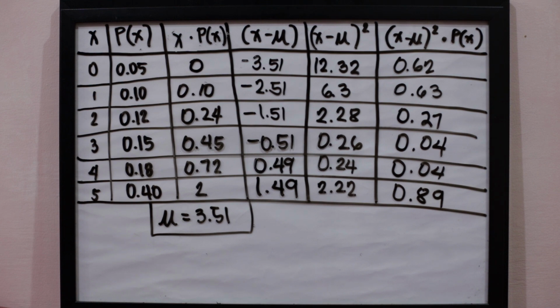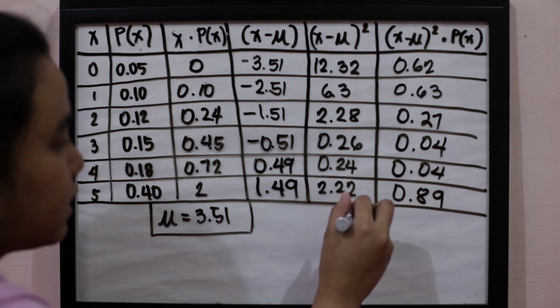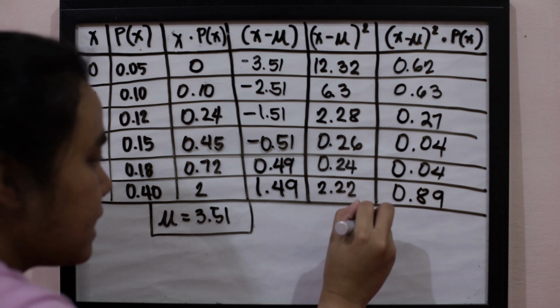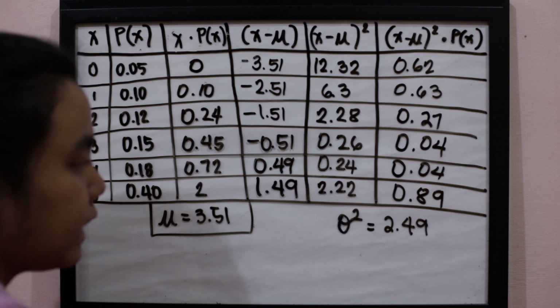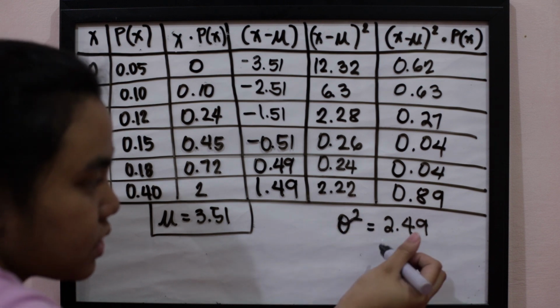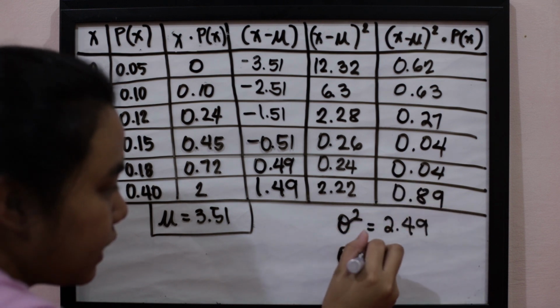Plus 0.04 plus 0.89 is equal to 2.49. So, our variance po is 2.49. And then, for the standard deviation, you just square root 2.49.